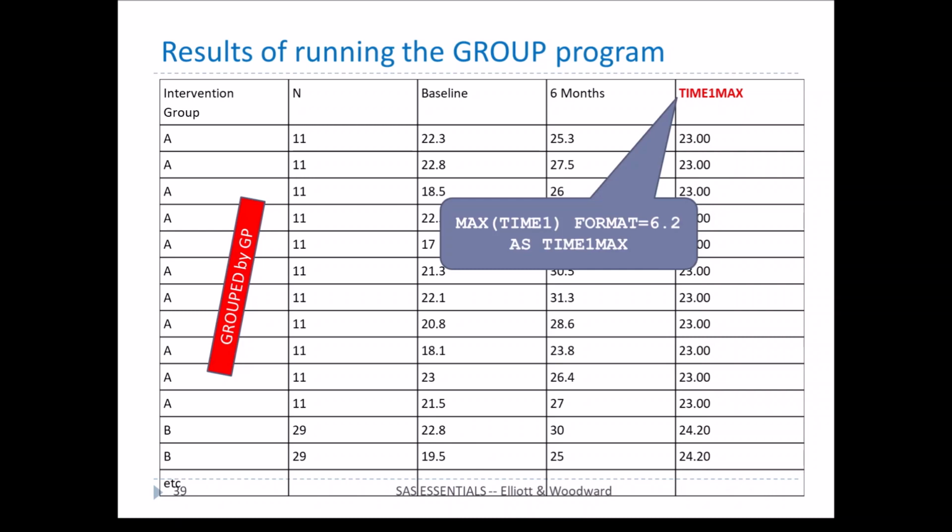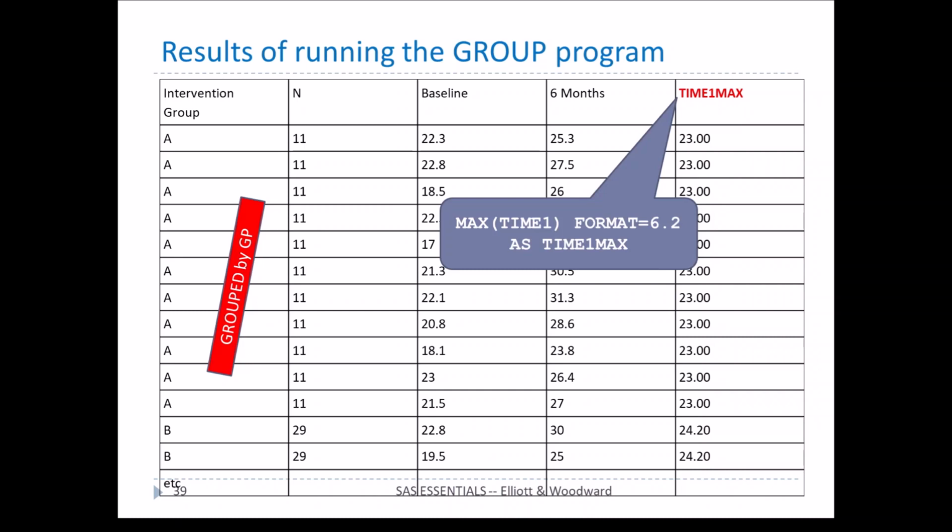And so we see now the 2 things that we did. On the far left, we see the results grouped by intervention groups alphabetically. So here we have all of the A groups and then followed by all the B groups and so on. And we also see this new variable that we created that was the max of time 1, formatted as 6.2 and named time 1 max.